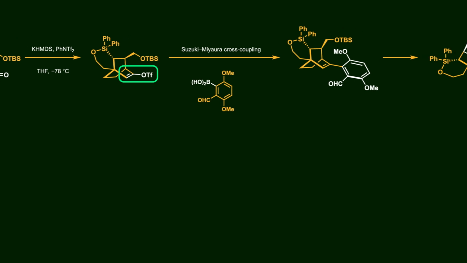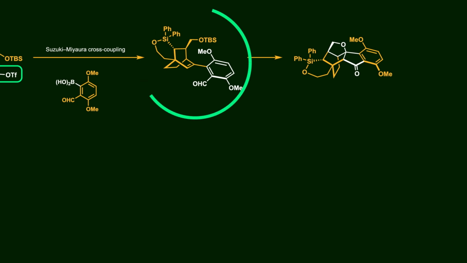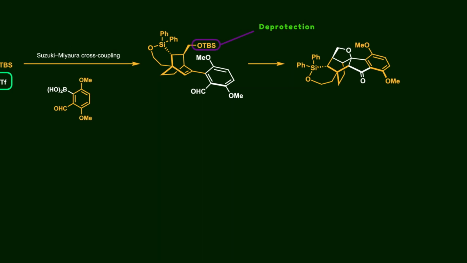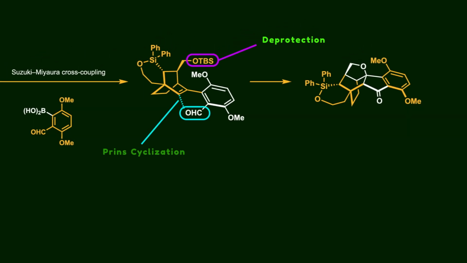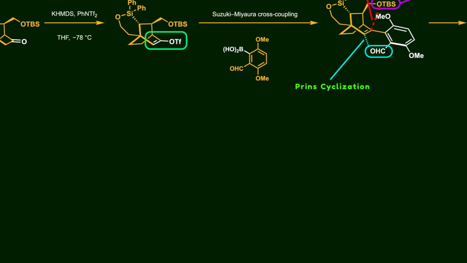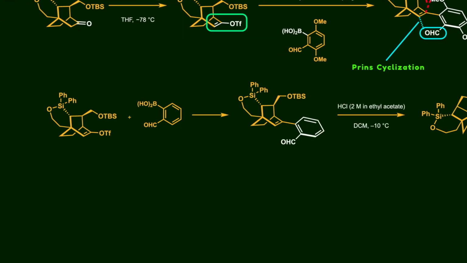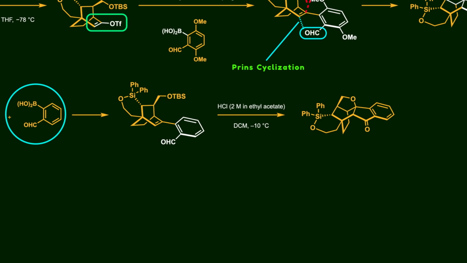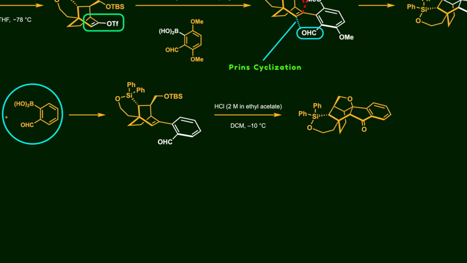The next key step is converting this intermediate into the cage-like structure. This transformation is crucial because two rings are formed in a single step. It involves the protection of the alcohol followed by a Prins cyclization and cycloetherification. Before attempting this on a real substrate, a model reaction was tested by removing the methoxy groups from the boronic acid. In this case, the desired product was successfully obtained in the presence of HCl.